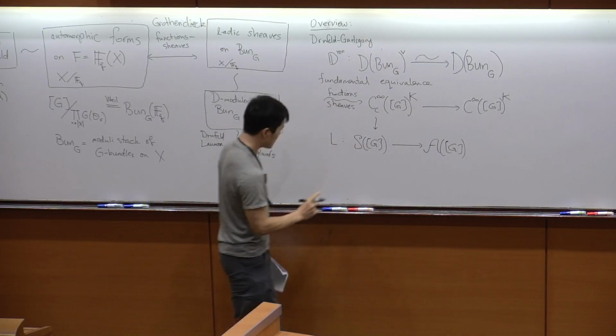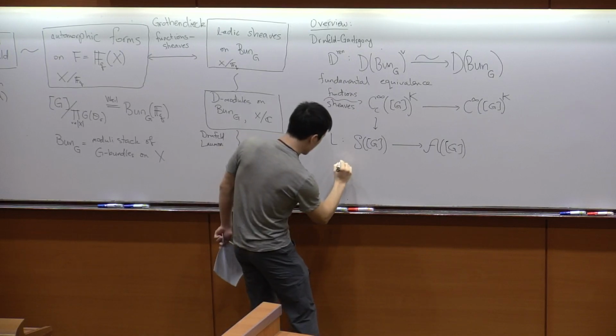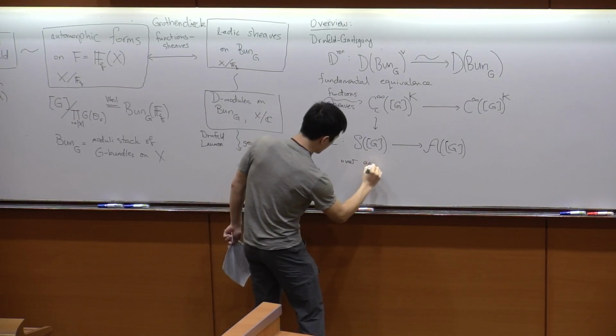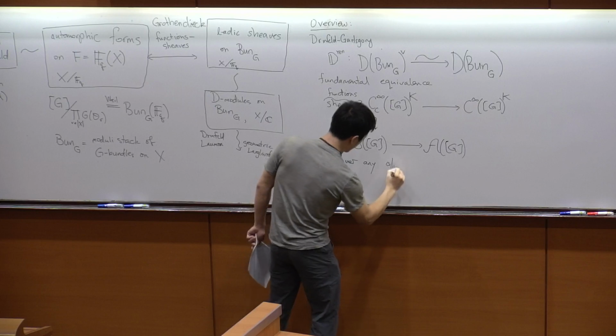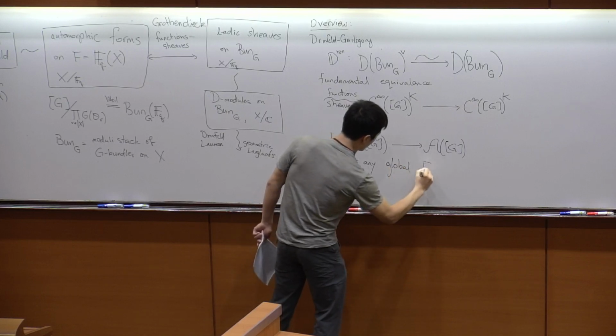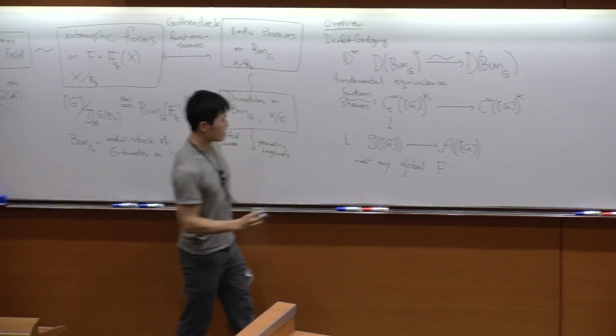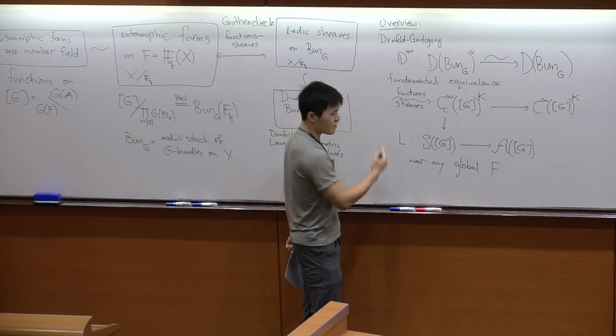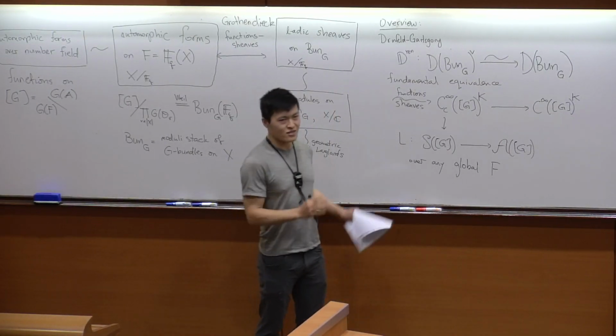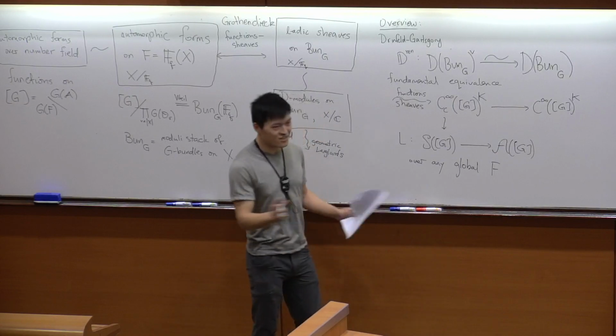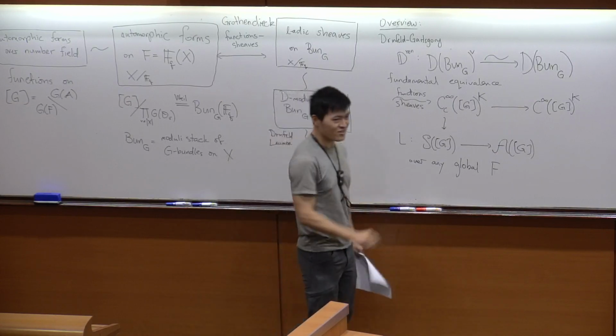So kind of this is over any global F. The choice of the letter L is totally arbitrary. Just at some point, I ran out of letters, and you look around, and that was the only one left.